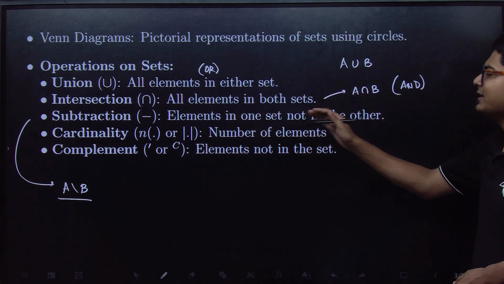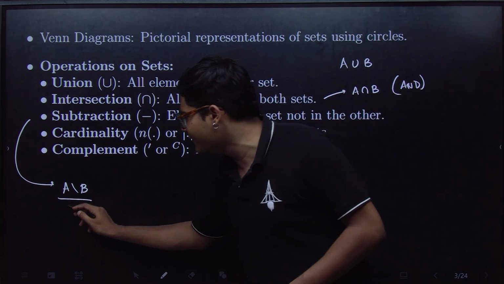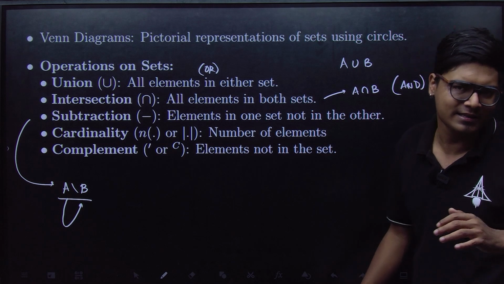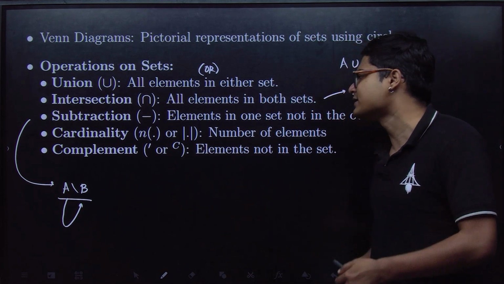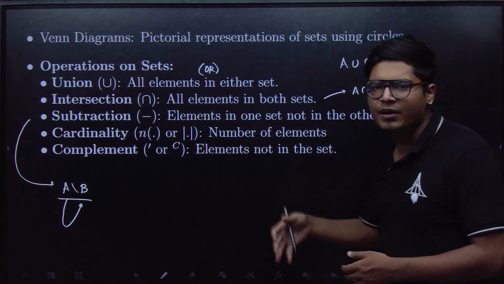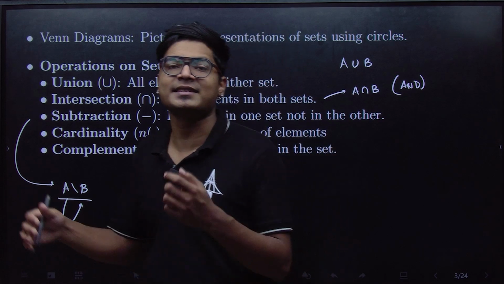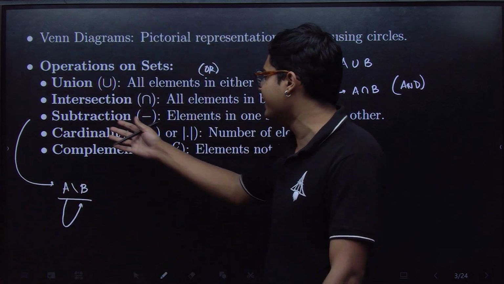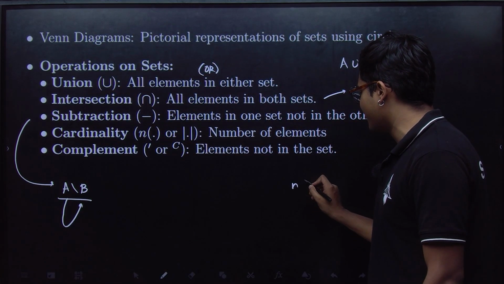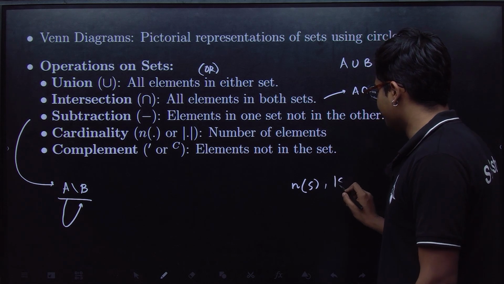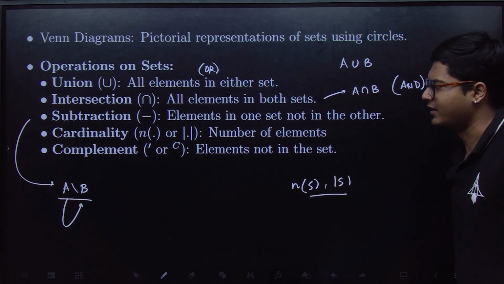So elements in one set but not in the other, right? So all the elements inside A which are not present inside B is what you get when you take the set difference of these two sets. Cardinality of a set, the number of the elements present inside that set. The size of the set is given by its cardinality and it's either given by n of S or mod of S. Both of them denote the cardinality of the set.